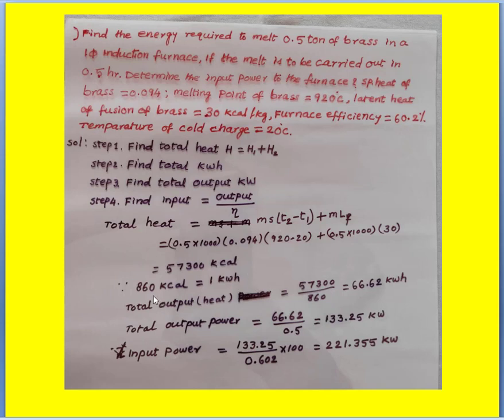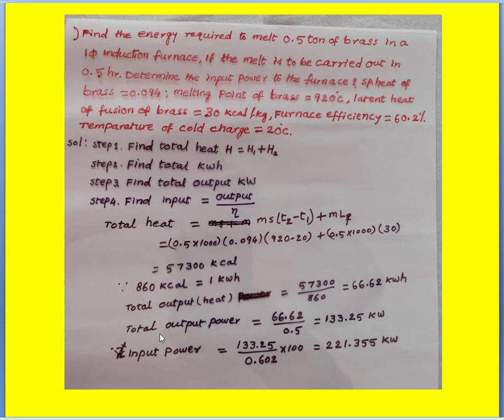And we know the relation 860 kilocalories is nothing but 1 kilowatt hour. So using this formula, we can get the total output in kilowatt hours. That is 57,300 divided by 860, we get 66.62 kilowatt hours.